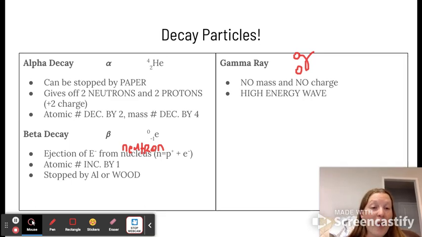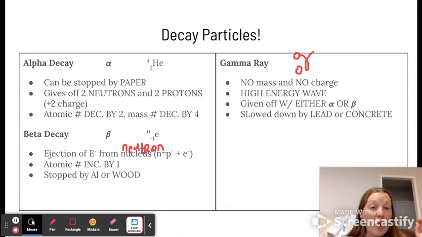It's also a high energy wave. So since it's a high energy wave, it tends to be given off with some other type of decay. So it's given off with alpha or with beta. And then it's slowed down, not stopped, but slowed down by lead or concrete. And I'm pretty sure it's 6 feet of lead or 10 feet of concrete will slow this down.